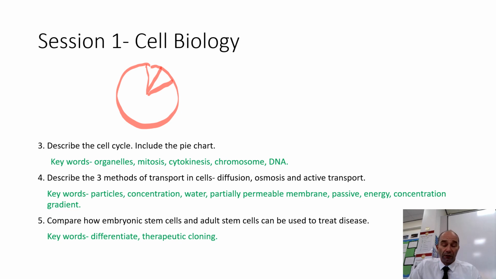And then the final activity for this session is for you to compare how embryonic stem cells and adult stem cells can be used to treat disease. So your keywords are differentiate and therapeutic cloning. You need to complete this in your green exercise books, and you need to bring this to your next science lesson where your science teacher will be checking your work.